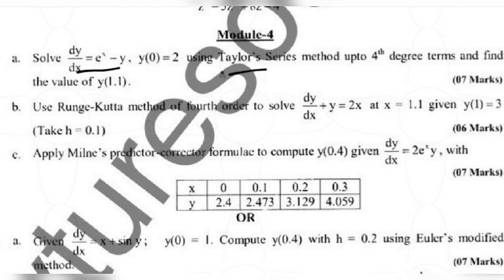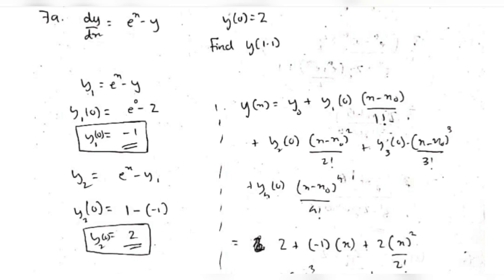Let's see how to do that. For Taylor series we have two steps. First we will be given dy by dx, we will be taking it as y1 and finding y1 of 0, meaning substituting the values of x0 and y0. So we will be getting minus 1.